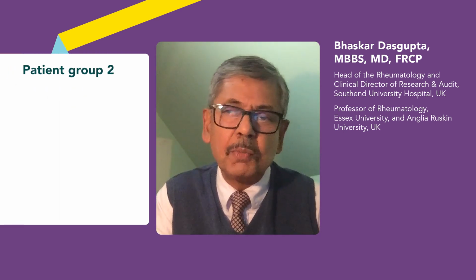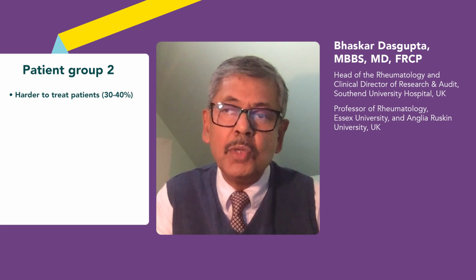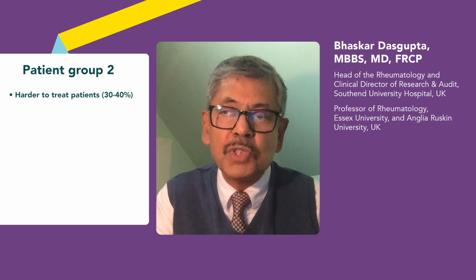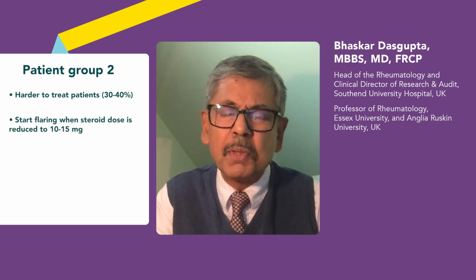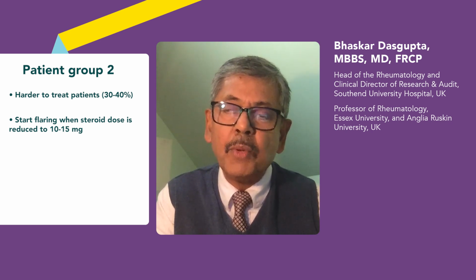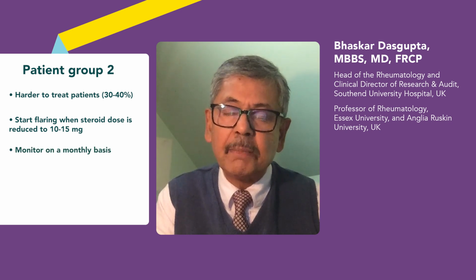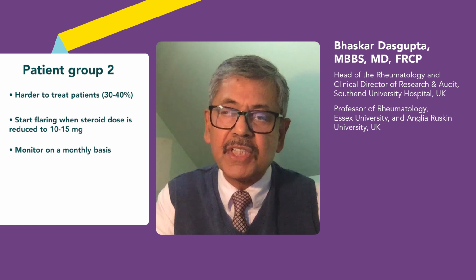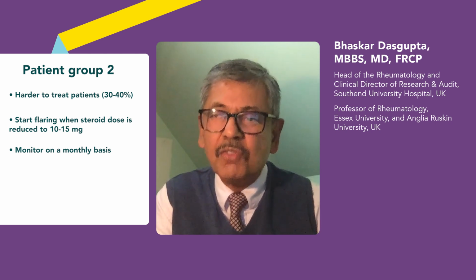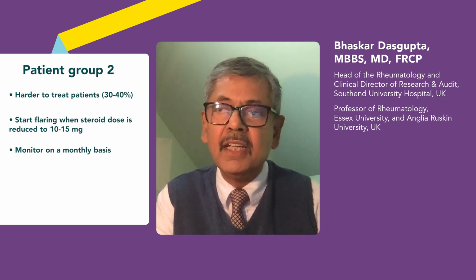Now we come to the group of patients, around about 30 to 40%, who represent the more difficult to treat patients, the patients who start flaring once you reduce the steroids down to around about 10 to 15 milligram prednisolone. So these are the patients where you need to monitor them much more often. Initially you started the patient on high dose steroids, and after a month, when you see them, they're doing well, but you find suddenly that the CRP is creeping back.